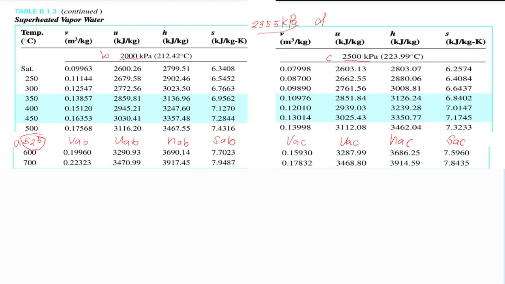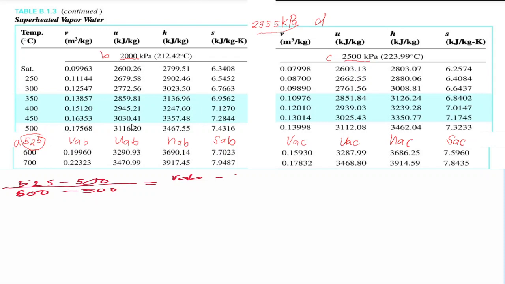Clear all. Say 525 minus 500 over 600 minus 500. We equate that to, say, VAB minus the value of this one.